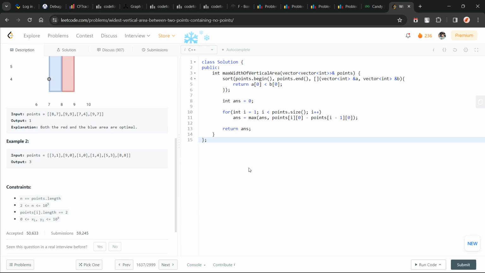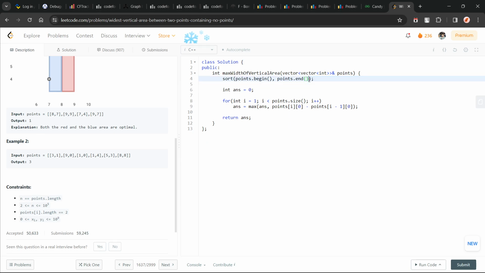So what I essentially have to do is, first of all, I can sort the points vector according to the x coordinates. So I'm just sorting it according to the x coordinates. I'm returning a0 should be less than b0, right? Even if I don't do this, even if I don't pass this custom comparator, it should still work because the x coordinate is the first part, right? So let's just try this and see what the output is.